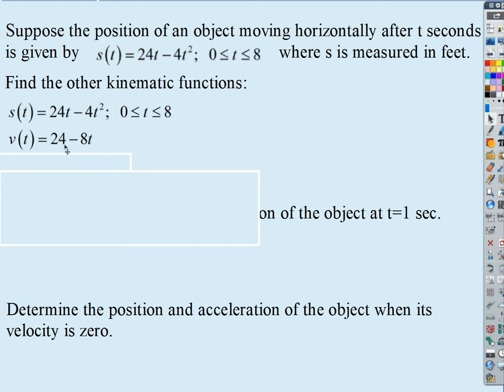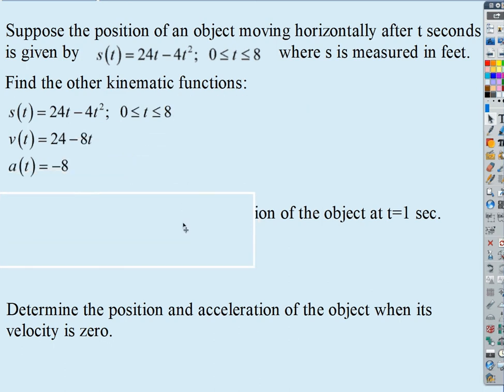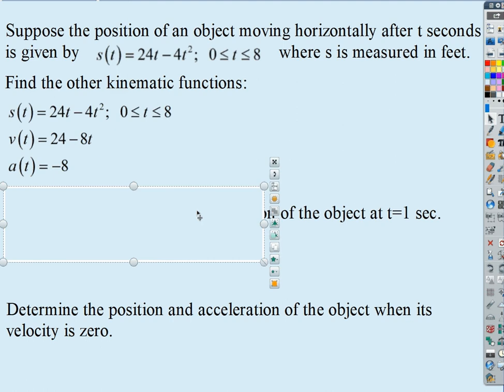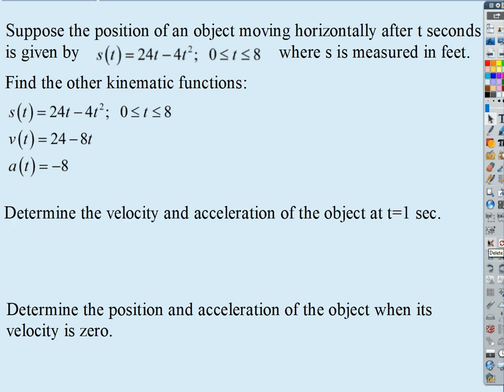Yeah, derivative of a constant is 0. Good. So we'd end up with just a negative 8, right? Yes. Okay. So there's our kinematic quantities. Now, what if we want to determine the velocity and acceleration of the object after 1 second? So we're just going to be able to use these kinematic quantities that we've obtained through calculus.